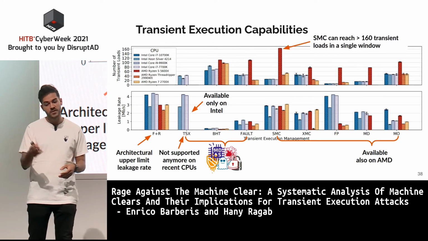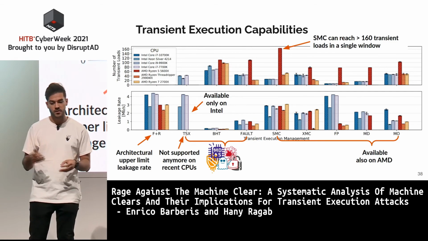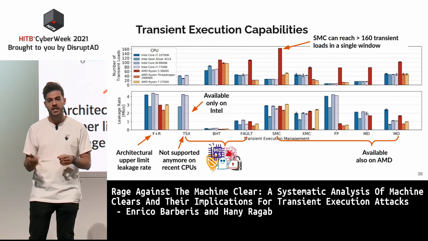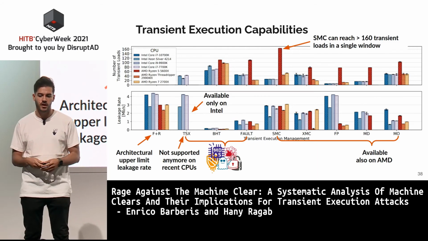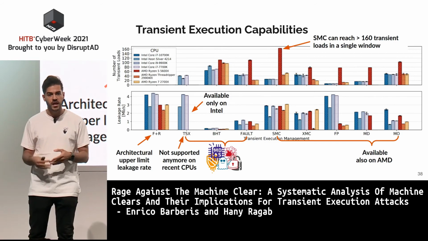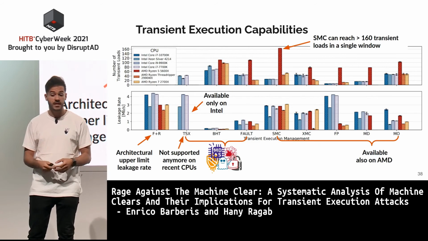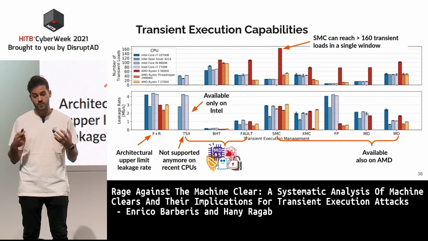When it comes to the number of transient loads, we measured more than 160 transient loads that can fit inside one single window of a self-modifying code machine clear. 160 loads that will never be committed architecturally and can leave a microarchitectural trace, leaking memory. And this is with only one single self-referring code machine clear, which is really powerful.